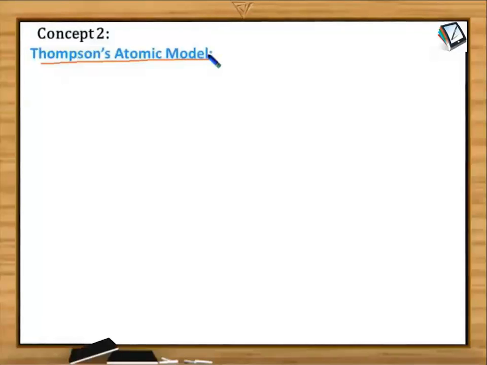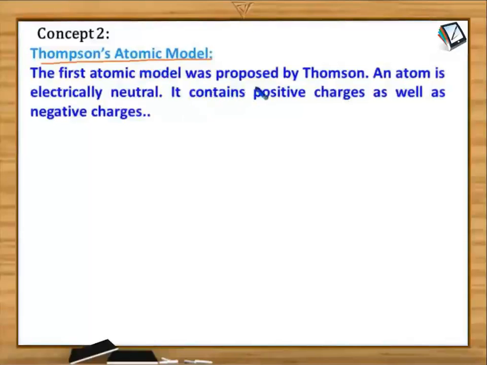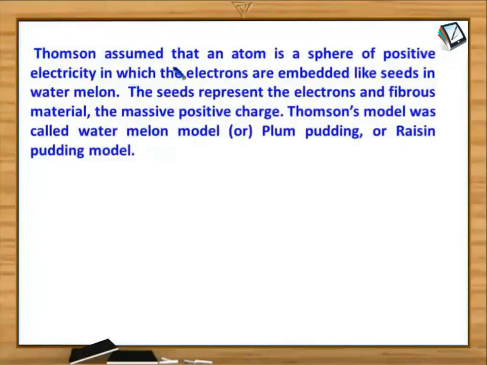Let's understand Thomson's atomic model. The first atomic model was proposed by J.J. Thomson. An atom is electrically neutral. According to this model, it consists of positive charges as well as negative charges. Thomson assumed that an atom is a sphere of positive electricity in which the electrons are embedded like the seeds in the case of watermelon.